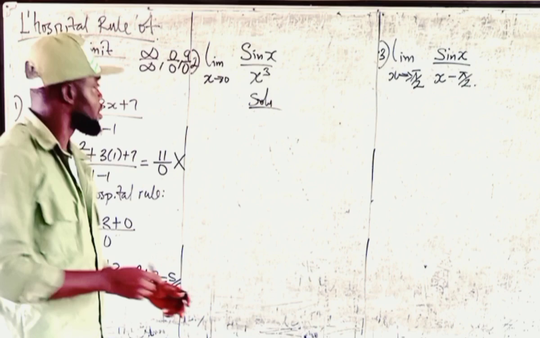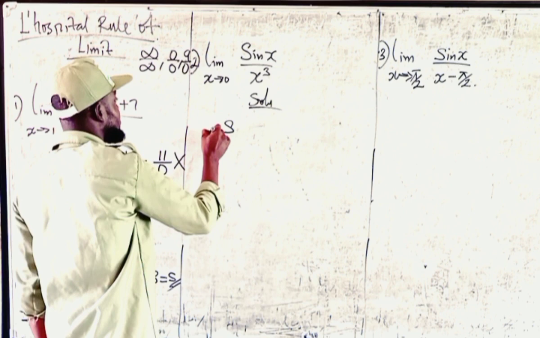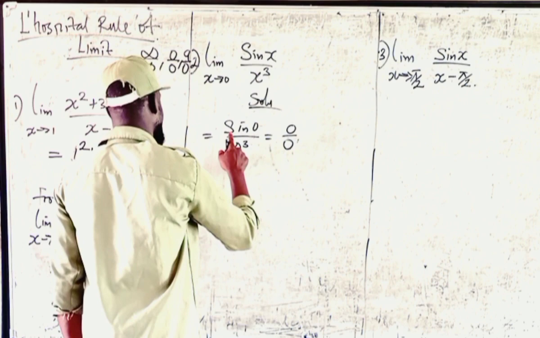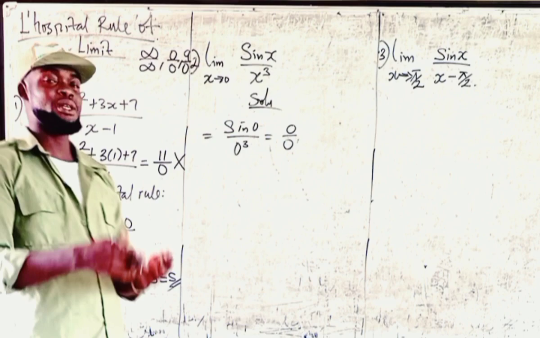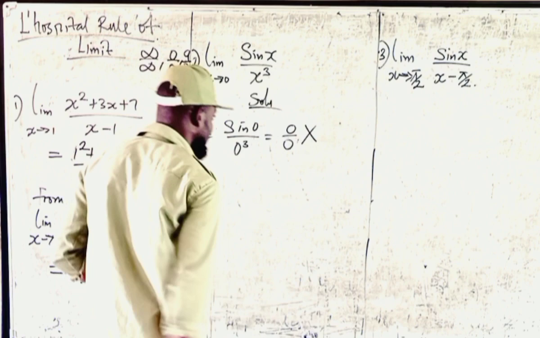So we're going to have sine 0 over 0 cubed. That gives us 0 over 0, because sine 0 is 0 and 0 cubed is 0. And we said 0 over 0 should not be a valid solution to a problem in math. So this is not a valid solution.